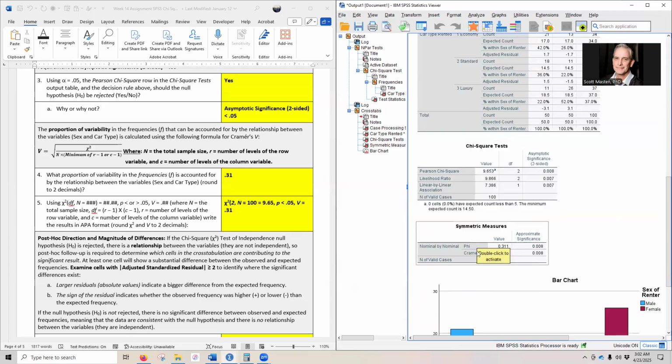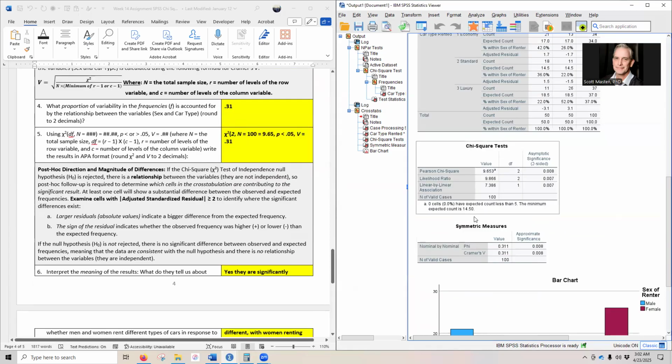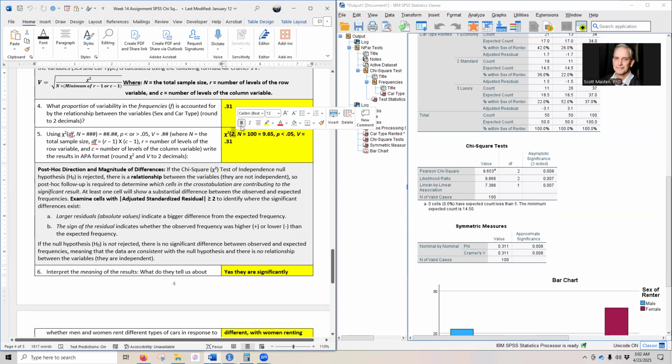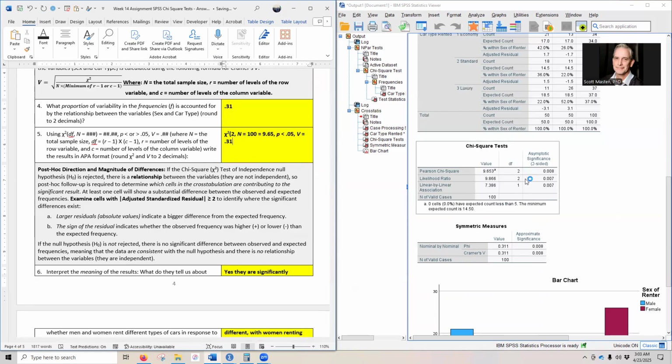So let's write our actual chi-square out now. We got a chi-square with 2 degrees of freedom, and that's not supposed to be italicized. There we go. Chi-square with 2 degrees of freedom, n equals 100. So there's 100 total cars that were rented. Okay, getting better. Is equal to 9.65 right there. Our p was less than 0.05, and our V, or Cramer's V, was 0.31 down here. About 31% of the variability in the car rentals could be accounted for by the sex of the renter.